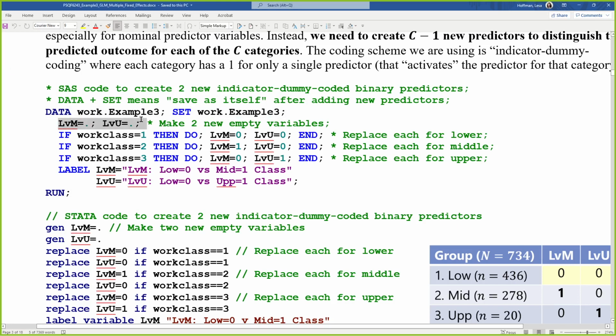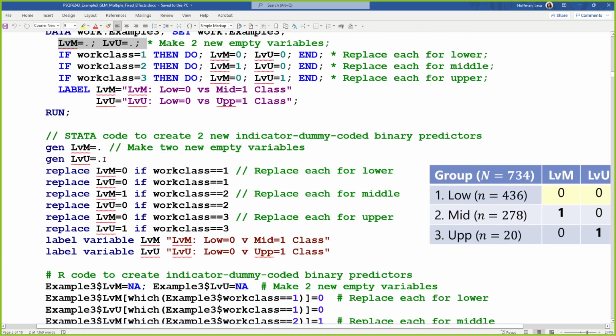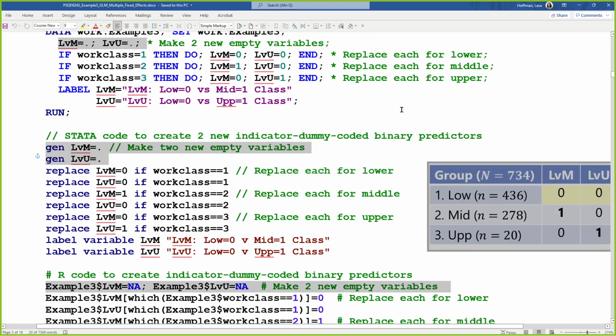So first step is making two new empty variables. That's what it looks like in SAS. This is what that step looks like in Stata. So see if I can get everything on the same page here highlighted. And this is what it looks like in R. So the sections of code that I have highlighted right now are all doing the same thing. They're taking two new variables and filling them with blanks. That way they only get recoded into zeros and ones if they meet the conditions that I specify.